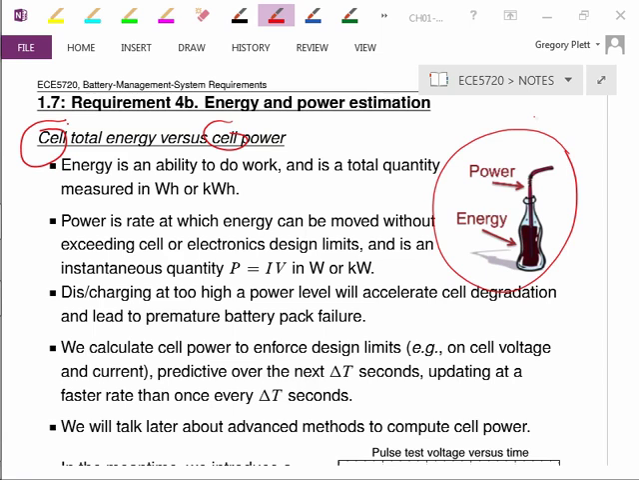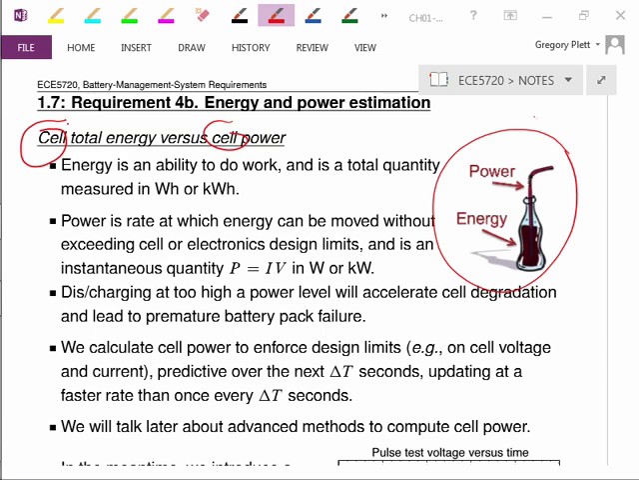Energy is the ability to do work. It's a total quantity. We measure it in watt hours or kilowatt hours. Power is not the total amount, but the rate at which I can use energy. It's the rate at which energy can be moved from the battery pack to the load or vice versa without exceeding some design limit, such as a voltage limit or an electronics limit. Power is an instantaneous quantity. Work can extend over a long period of time, but power is right now. Power equals current times voltage, and it's measured in watts or in kilowatts.